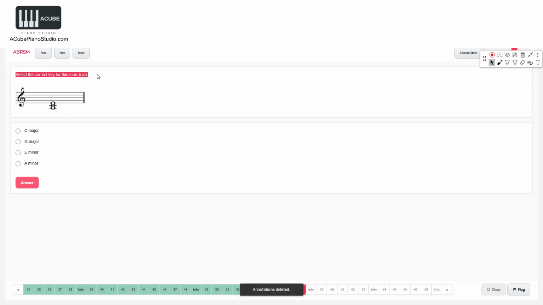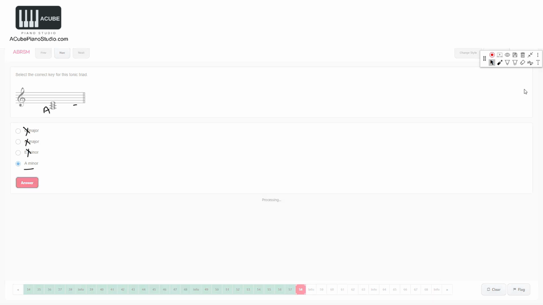Next, select the correct key for this tonic triad. What is this note here? This is C, right? Middle C, then this is B, this is A. So this note here is A. So the key must be A something. Not C, not G, not E. You only have A minor, so the answer is A minor. And in A minor, the tonic triad is A, C, E, which is exactly what we have here.